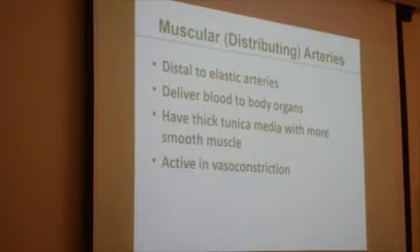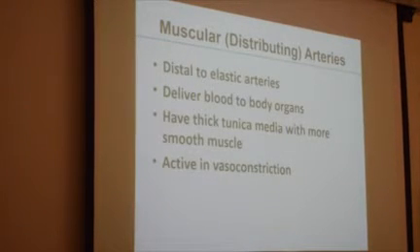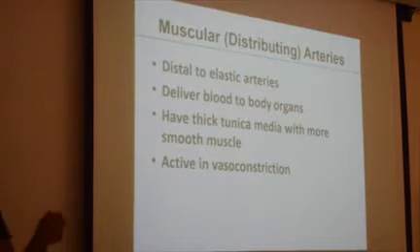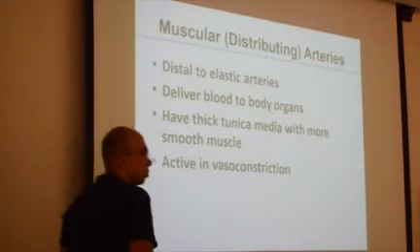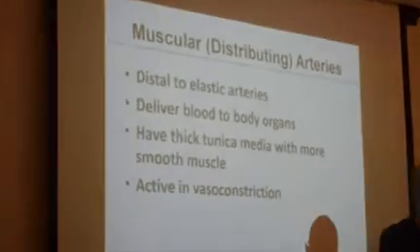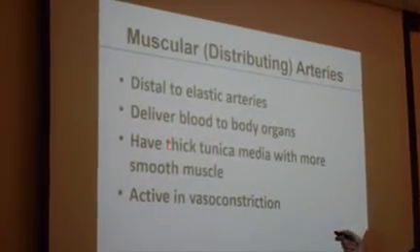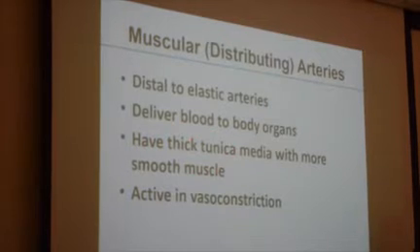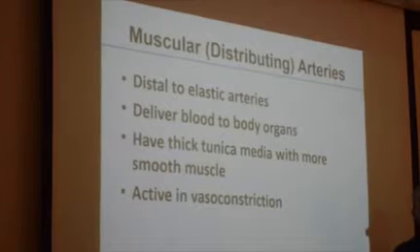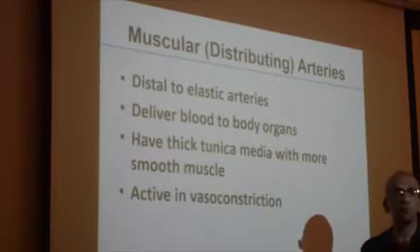Alright, so moving on to another type of arteries. This is my distributing arteries, muscular arteries. From its name, what's the major characteristic here for those blood vessels? I'm called muscular. So what do you think I have? I have muscles. I have a thick tunica media. I have a thicker layer of smooth muscles. And why do you keep smooth muscles in your arteries? Why do I keep smooth muscles?